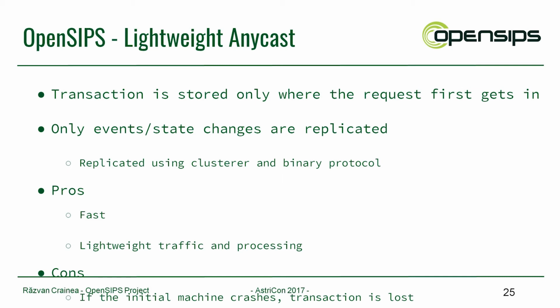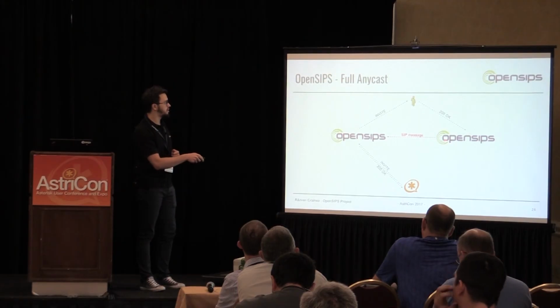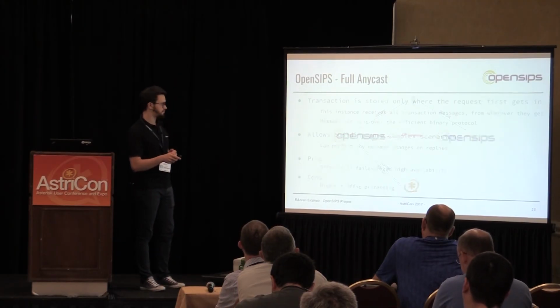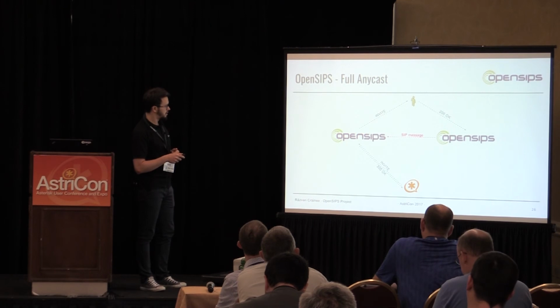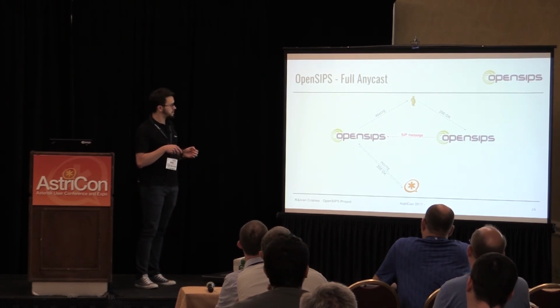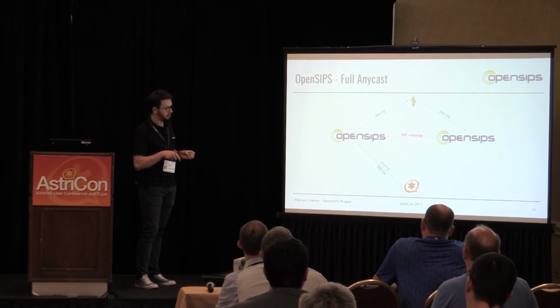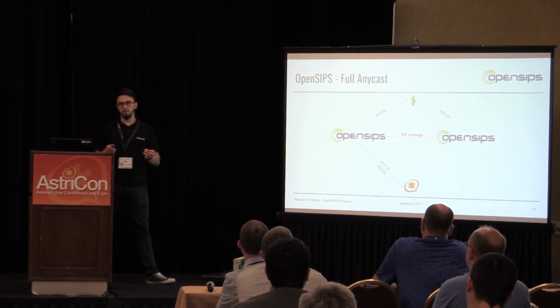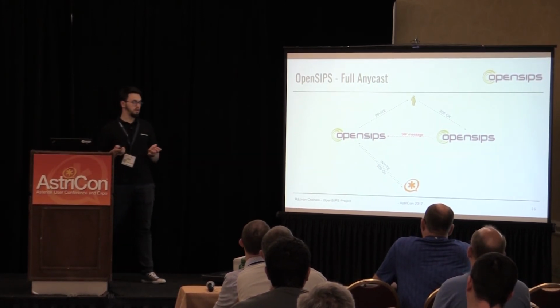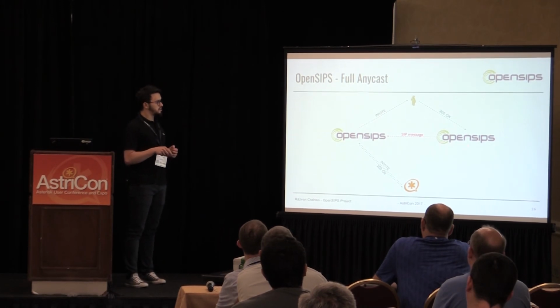The 200 OK gets here, but now instead of only replicating data, we replicate the full SIP message. When this guy gets the full SIP message, it will send a 200 OK here, and everything will be sorted out, right? So this guy doesn't need to know about the transaction. It's all this guy.